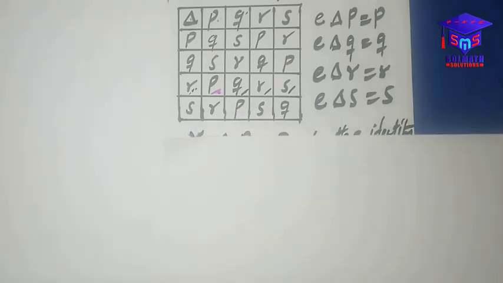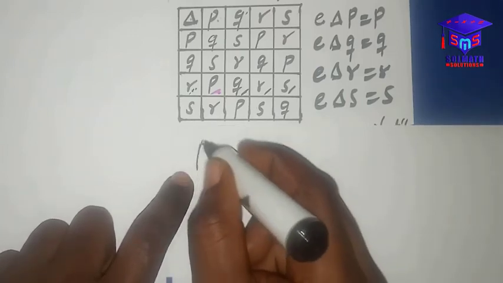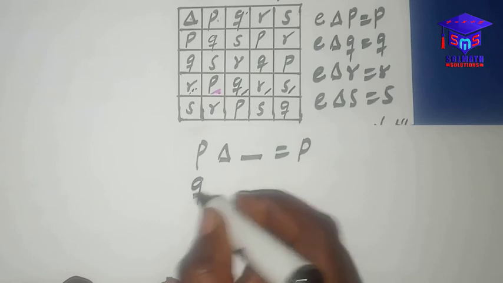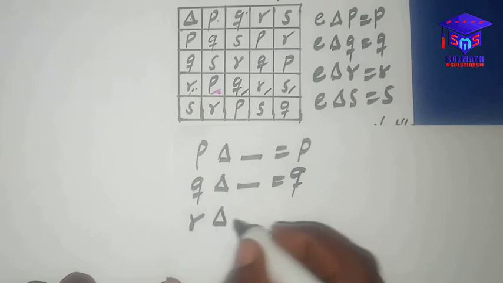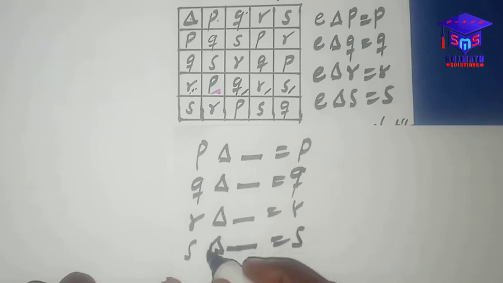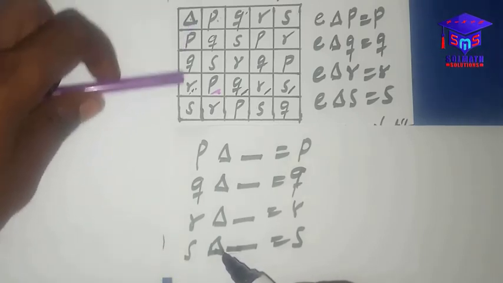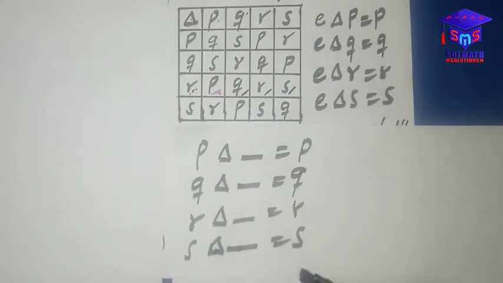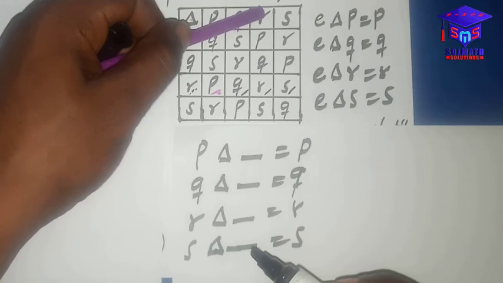You could also have done it this way. You can decide to do it like this and see that P operation which element will give you that same P, Q operation which element will give you the same Q, R operation which element will give you the same R, and S operation which element will give you the same S. In this case, the P, Q, R, S elements over here are the elements in the column, and the identity element you want to find will be in the row. Good.